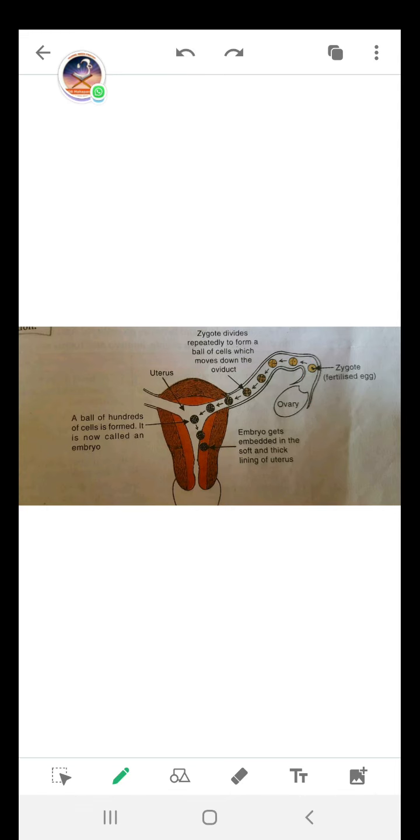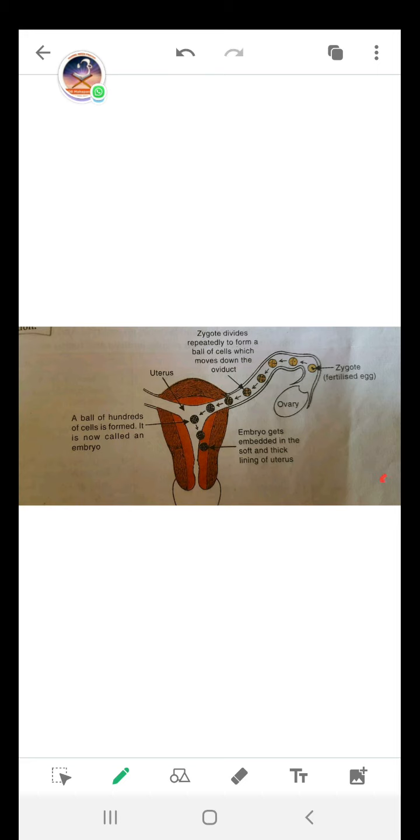So this is called an embryo. The embryo sinks into the soft and thick lining of the uterus. I mean to say, the embedding of the embryo in the thick lining of the uterus is called implantation. So implantation of the embryo takes place inside the uterus.